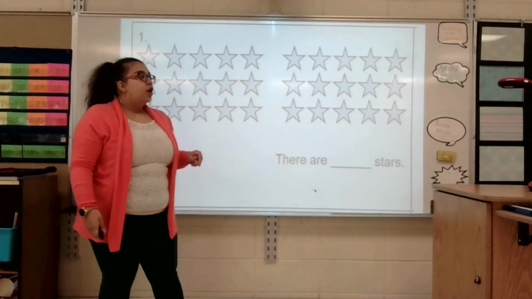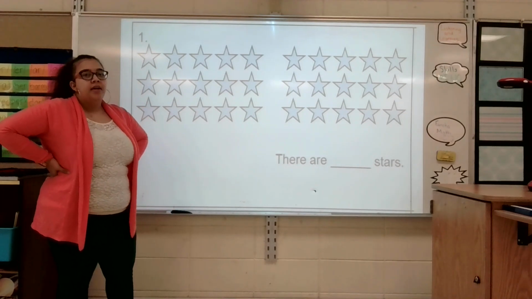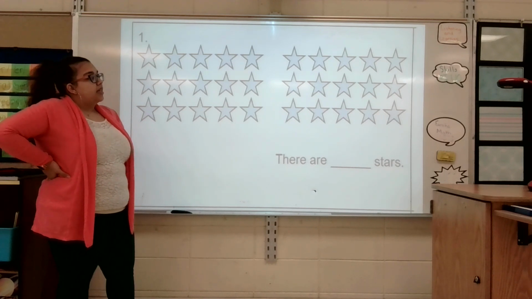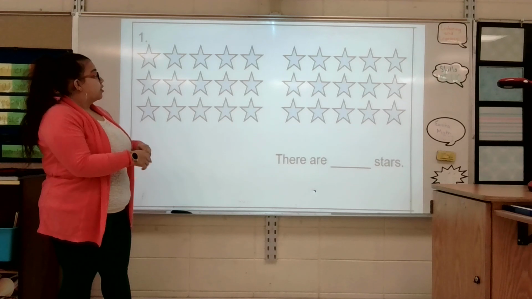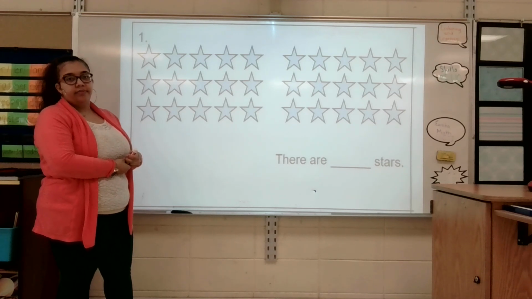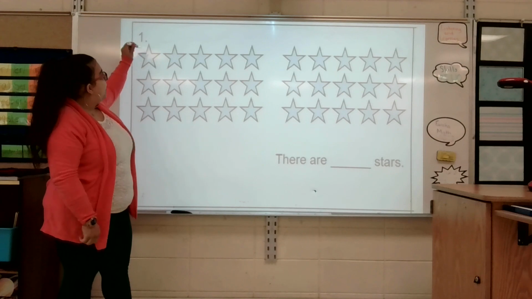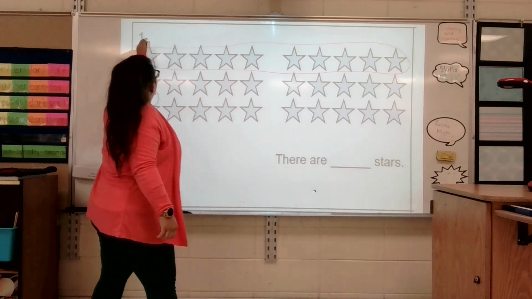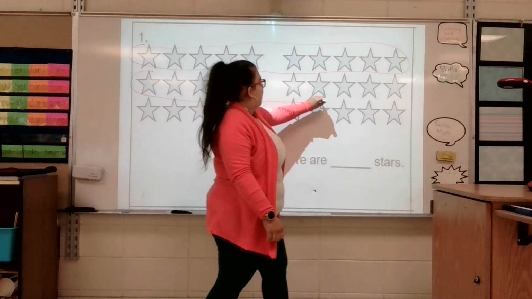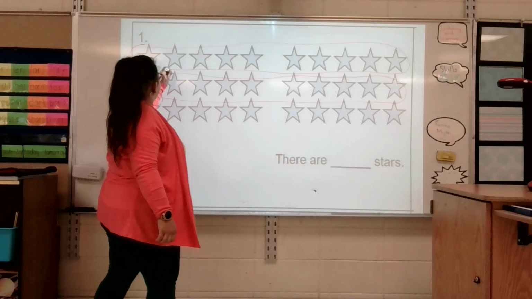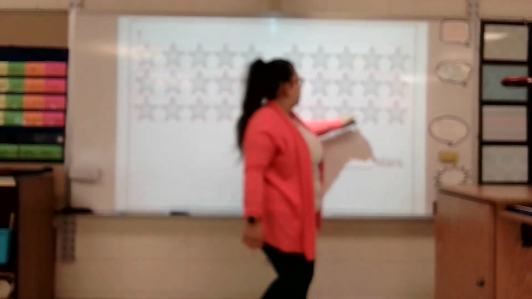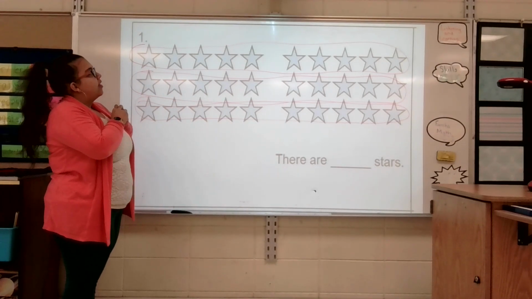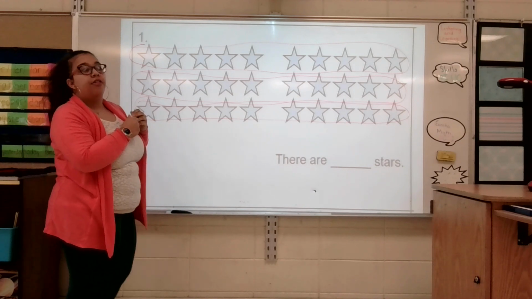So today we are going to review different problems that reflect the problem types we worked on for the last couple weeks. So this question says there are blank stars. Now the way the stars are drawn, what do you think we need to do? Correct. Make groups of 10. So each time we have a group of 10, we need to circle it. And then, counting by tens and ones, in this case all tens, there are 10, 20, 30 stars.